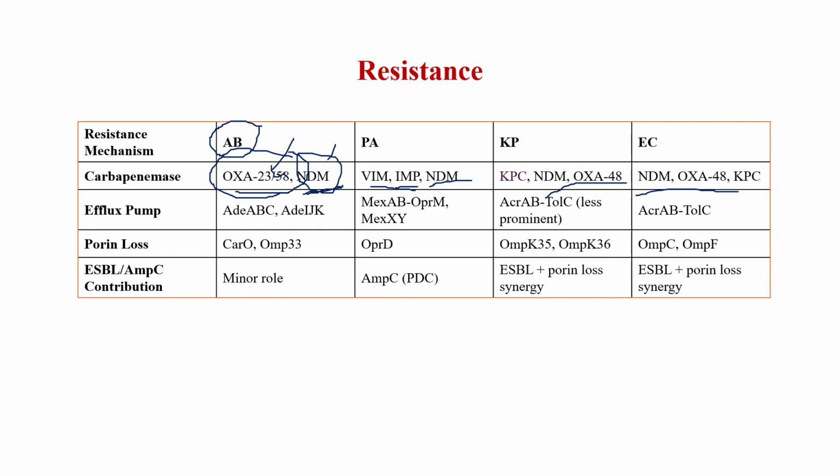What about porin channels? We have discussed a lot about OprD porin channel loss causing resistance to meropenem in Pseudomonas. OmpK36 porin channel mutations can lead to differential susceptibility to ertapenem and meropenem in Klebsiella pneumoniae. Pseudomonas is known to produce AmpC, which we call PDC, Pseudomonas derived cephalosporinases, very common in patients having Pseudomonas aeruginosa.